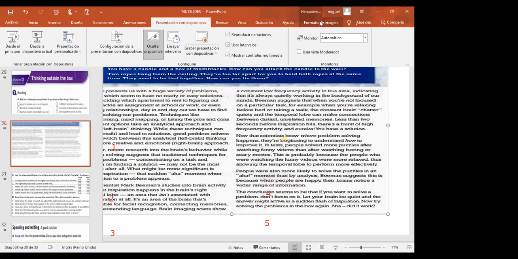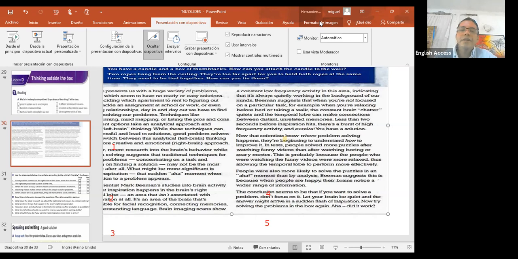Did it work? Did it work? Yeah. People were also more likely to solve the puzzles in an aha moment. That's what Sue is reading here. Than by analysis. Beeman suggests this is because when people are happy, their brains notice a wider range of information. So you need to be relaxed and happy, right?